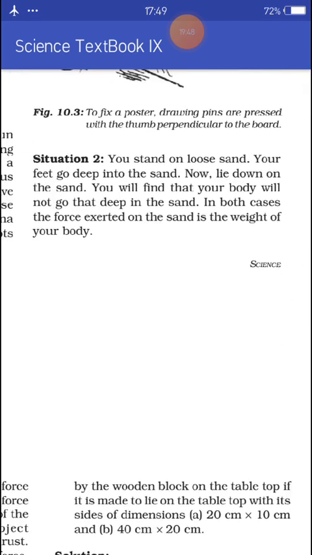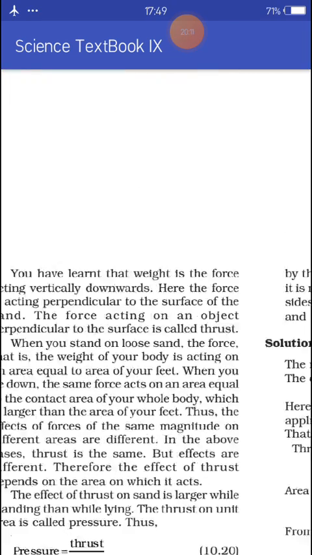Okay, then another situation, number 2. You stand on loose sand, your feet go deep into the sand. Now lie down on the sand. You will find that your body will not go that deep in the sand. In both cases, the force exerted on the sand is the weight of your body. The whole weight of our body pushes us into the sand.